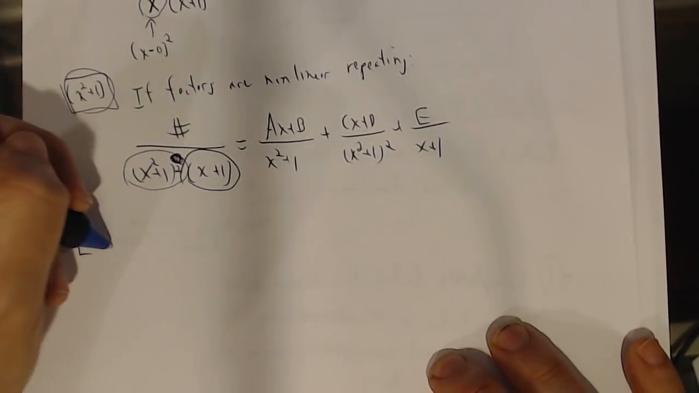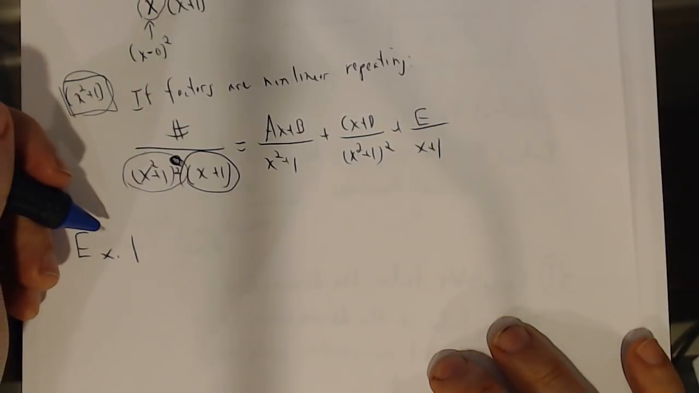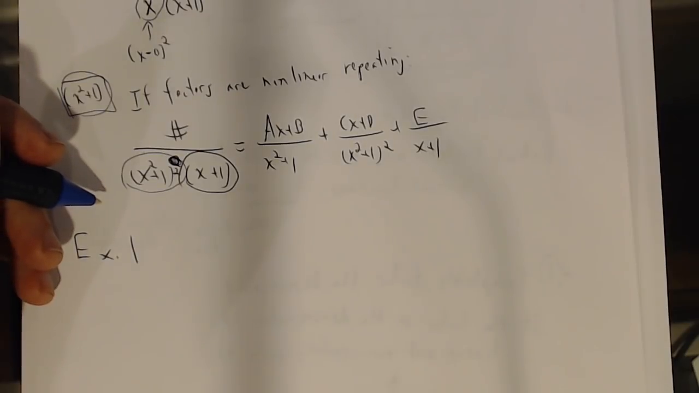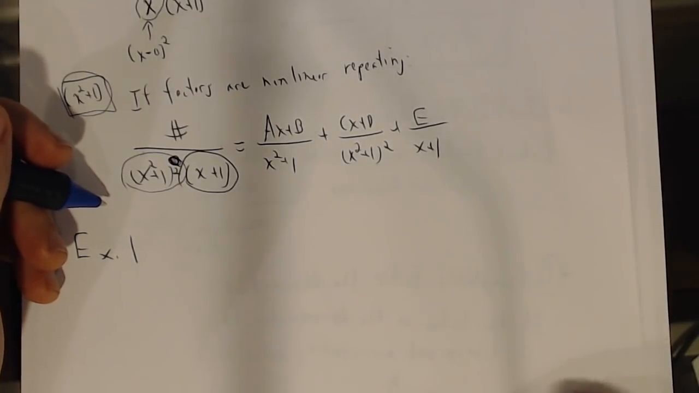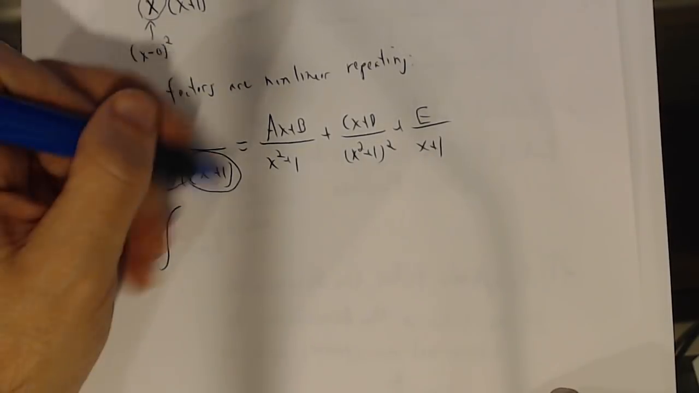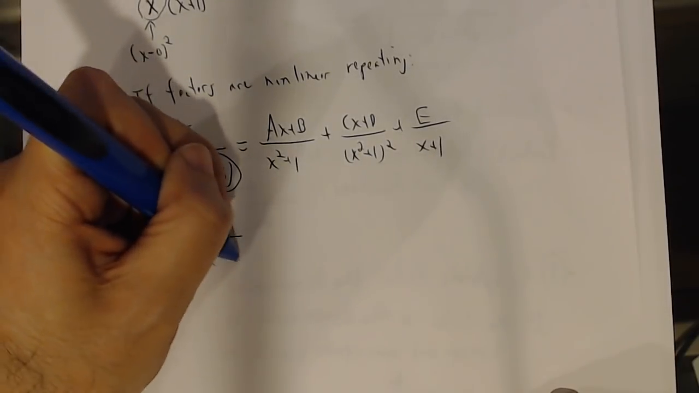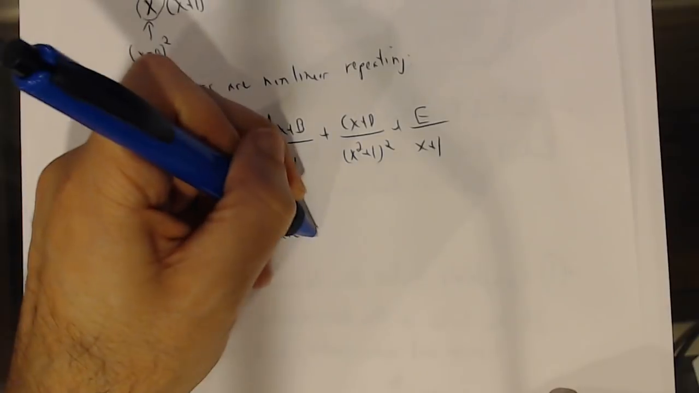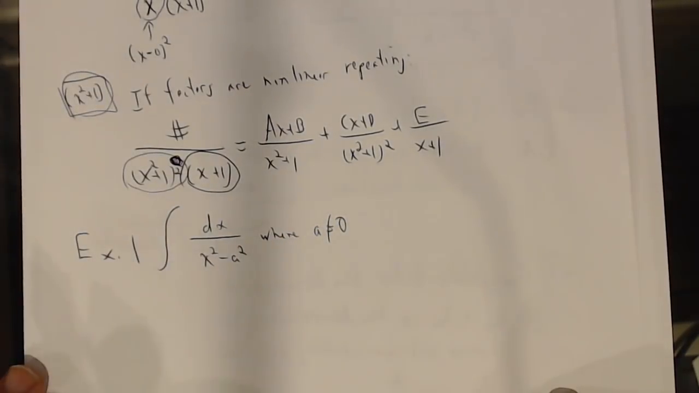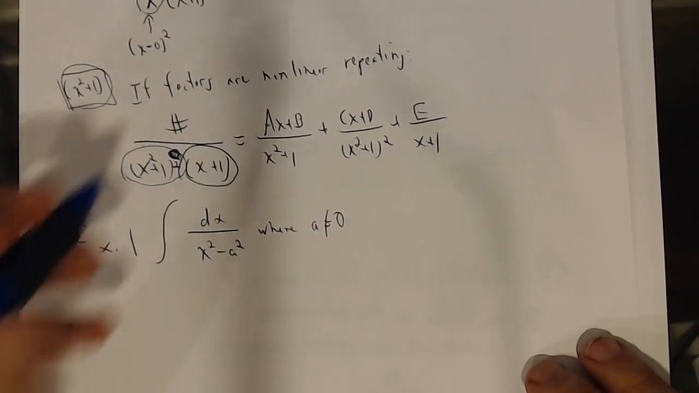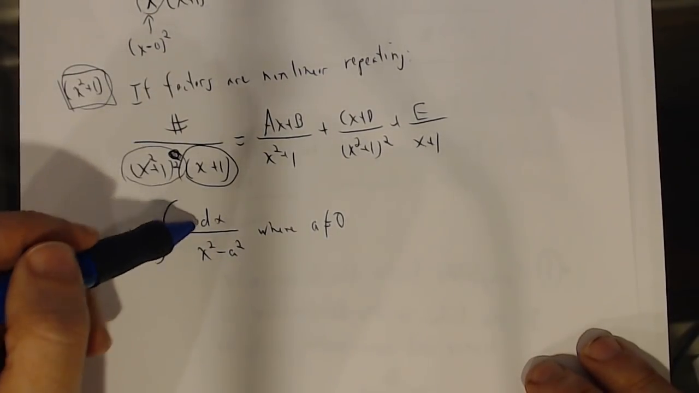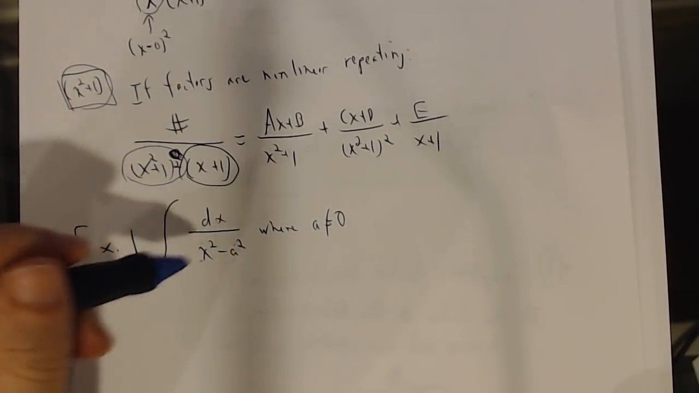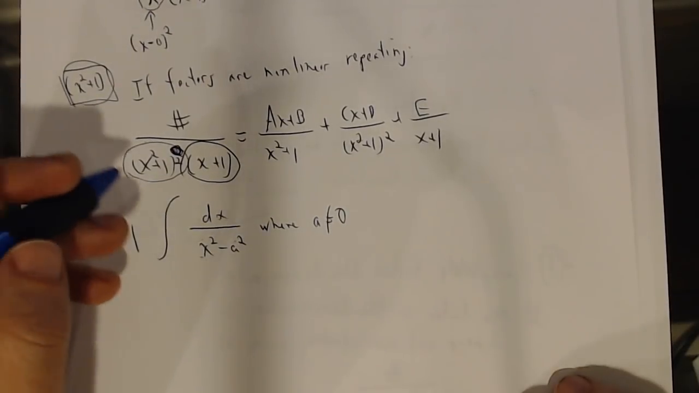So for example 1, we are going to find the integral dx over x squared minus a squared, where a can't equal 0. Here's what I notice. The problem is this: what would be the antiderivative of 1 over x squared minus a squared? That we don't know, and we can't find it very easily. So we're going to need to use partial fractions.